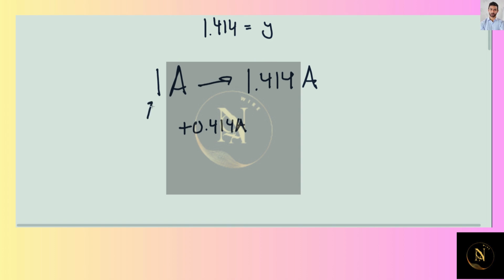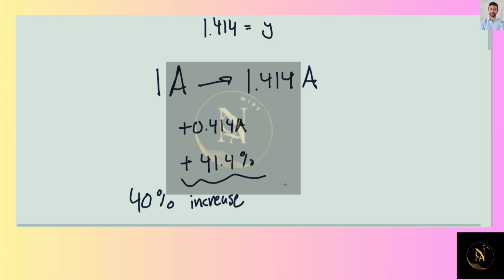And since we're dealing with fractions here, this 0.414 is the same as adding 41.4%. This is a fraction, this is a percent; all we've done is multiply by 100. So what I'm saying is, to go from having however much A we had before to having 1.414 times that much A, we've added 41%. We've increased the concentration of A by 40%, roughly. So the answer is 40% increase, which is option D.